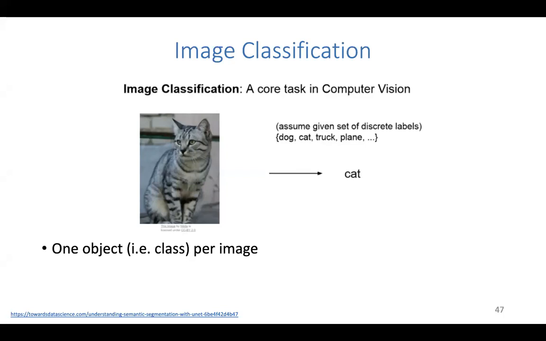So image classification, we all know what it is. We just have an image and then we want to classify a given image into a class or a label. So there is a set of discrete labels. It's not a continuous regression. There's dog, cat, truck, plane, like here. And then what we want to do is, given an image, we're going to assume there is one object or one class per image and try to classify the given image into one of those classes.